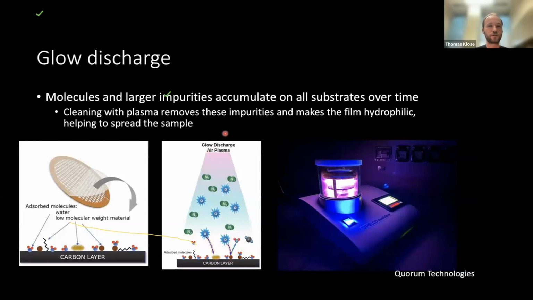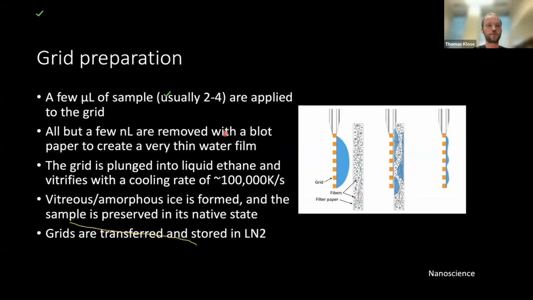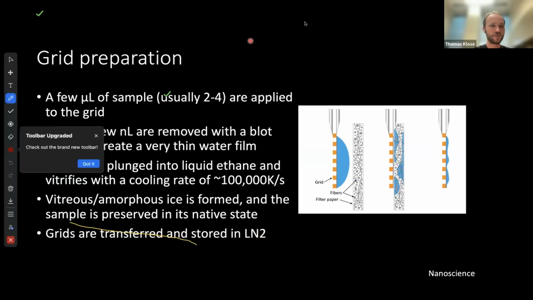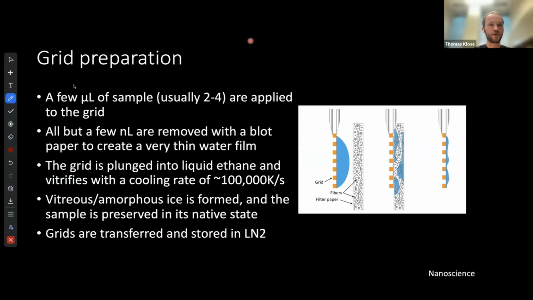So once the grid is glow discharged, we prepare the grid, and there are some annotations on my screen that are not from me. Not sure how to get rid of them. There we go. Okay.